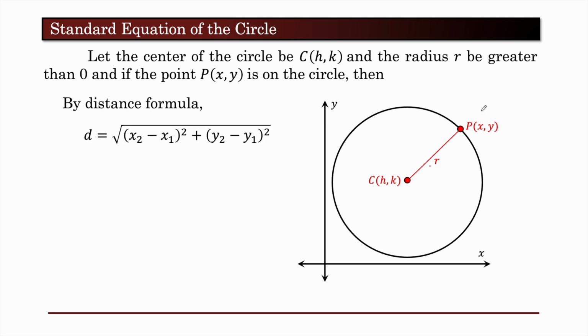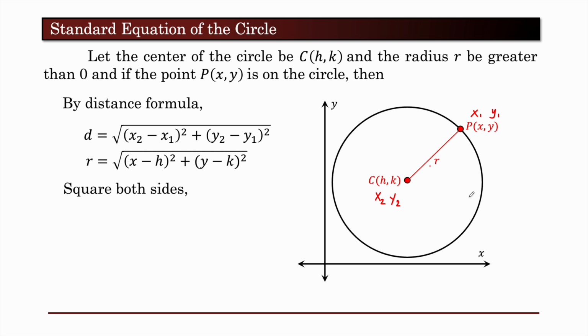So, by the given formula, of course, the square root of (x sub 2 minus x sub 1) squared plus (y sub 2 minus y sub 1) squared. Now, you can treat this as your x sub 1, this as your y sub 1, then x sub 2, y sub 2, or you can do vice versa. Now, substituting these terms into our distance formula, we have the square root of (x minus h) squared plus (y minus k) squared. Now, square both sides to obtain this equation. We have r squared is equal to (x minus h) squared plus (y minus k) squared. If we square the square root, that square root sign will be eliminated.